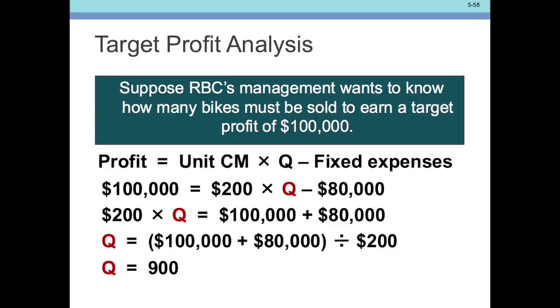So profit is $100,000, the $200 contribution margin times Q, which is a variable, minus $80,000. And if you rearrange that a little bit with some algebra, you'll find out that you need 900 bikes. You need to sell 900 bikes at current pricing to equal your $100,000 profit. Now, that would be very helpful if you were a business person to see, I want to figure out how much money I need to earn my bonus or to make whatever goal it is you have. So having a target profit would be helpful.